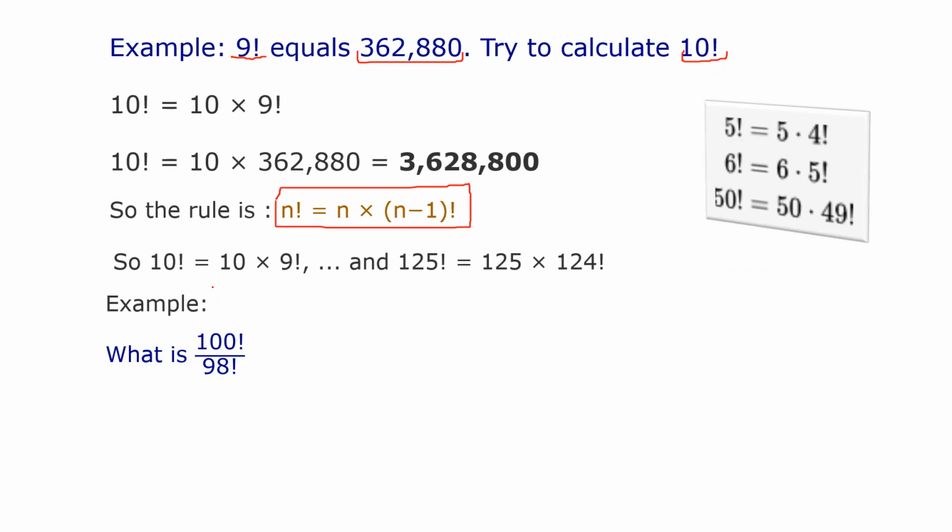A different example, 125 factorial can be written, according to this property, as 125 times 124 factorial. What is the value of 100 factorial over 98 factorial? 100 factorial is 100 times 99 times 98 factorial over 98 factorial. We simplify. We get 100 times 99, which is 9,900.